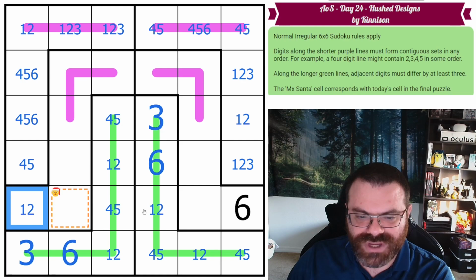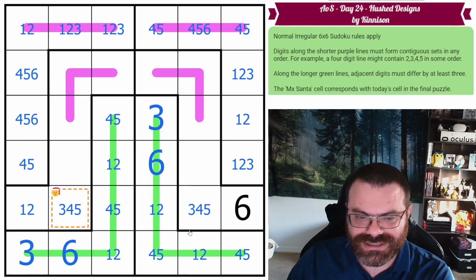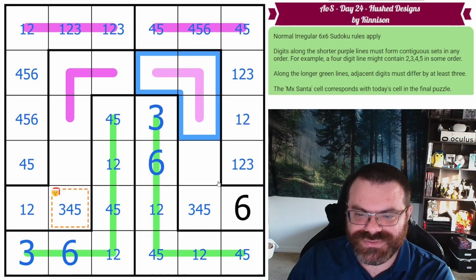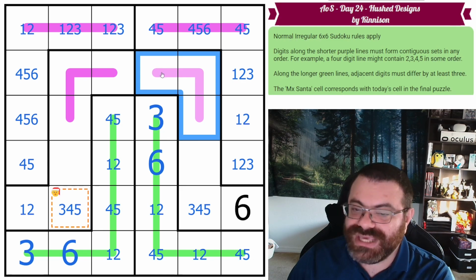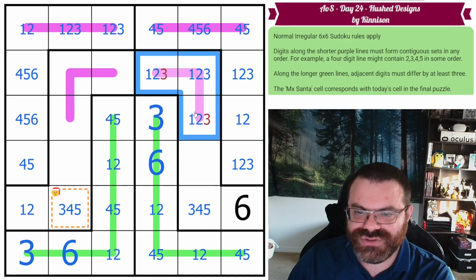All right, well, we have a 1, 2 pair here, so the remaining digits are from 3, 4, 5. I'm not sure if that's helpful yet. We do have these Renbans, so what are we going to do here? So we could be 1, 2, 3, or we could be 2, 3, 4, or we could be 4, 5, 6. No, we can't be 4, 5, 6 because there's a 6 here. So this is either 1, 2, 3 or 2, 3, 4.